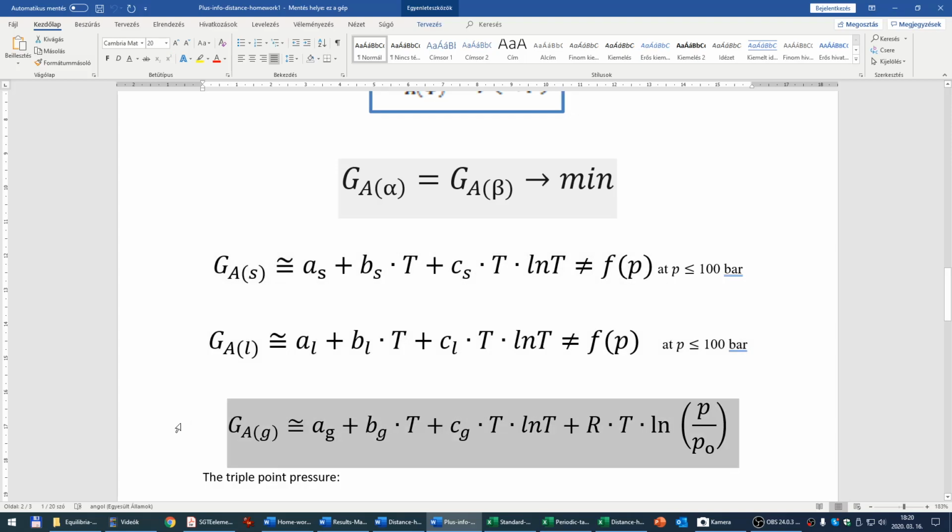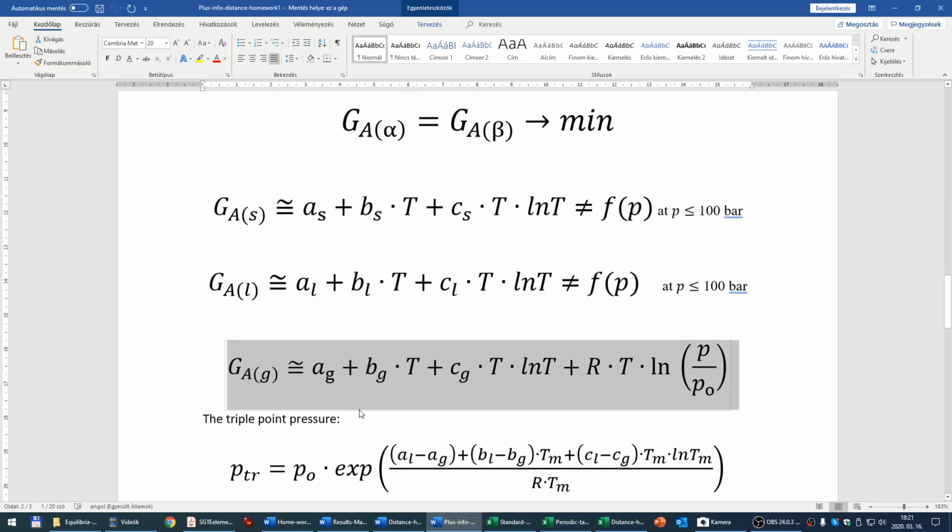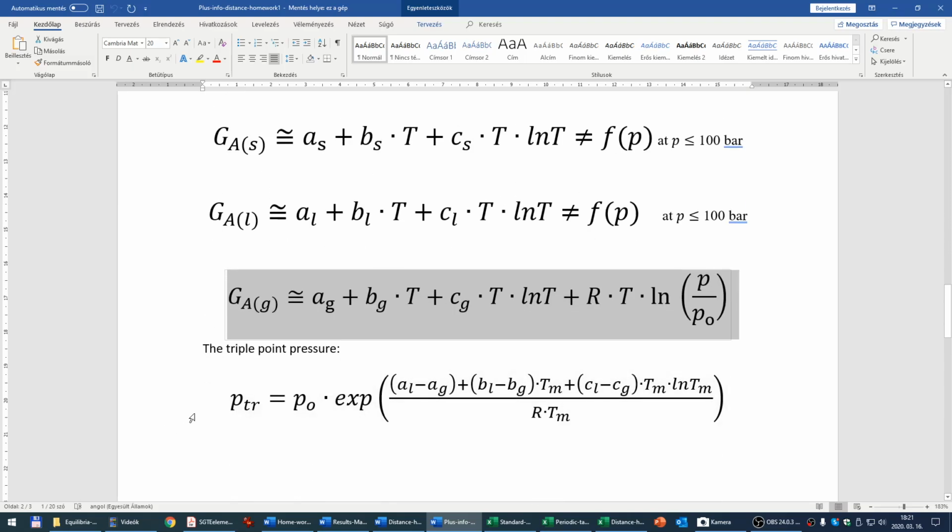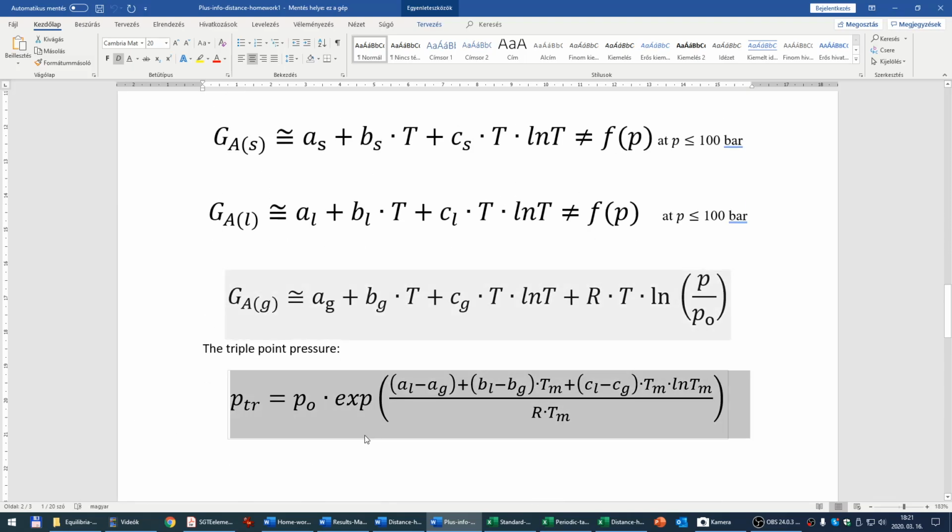For the gaseous or vapor phase, we have also similar three terms, but the pressure dependence is different. R is a universal gas constant, which equals 8.3145 joule per mole Kelvin. T is absolute temperature, P is a partial pressure of component A, and P0 is a standard pressure of 1 bar. Now for a triple point, these two Gibbs energies should be equal at the melting point, and from this equality you can find this equation, which is needed later to calculate the triple point.